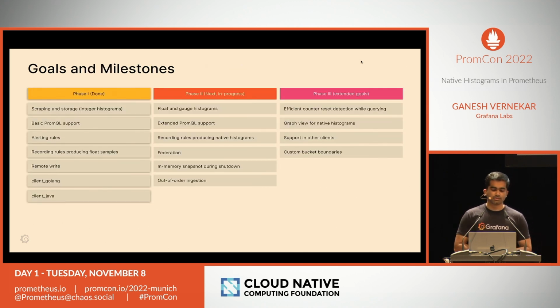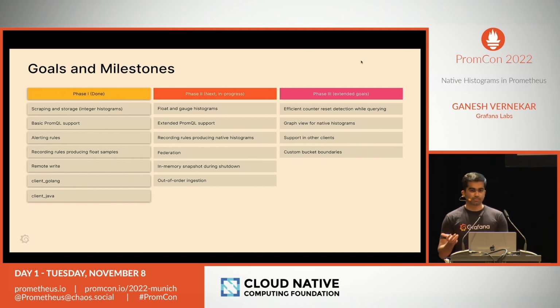But let's see our goals, milestones, and what we are planning next. I think I have some time, so I'll go over them in a little bit detail. So phase one, which is done right now, is we can scrape and store the integer histograms. When I say integer histograms, the bucket values are just the count, which are integers. You cannot have float. But when you query, like if you take a rate of histograms, the bucket values can be float. Though we can represent them in the queries, we cannot store them right now.